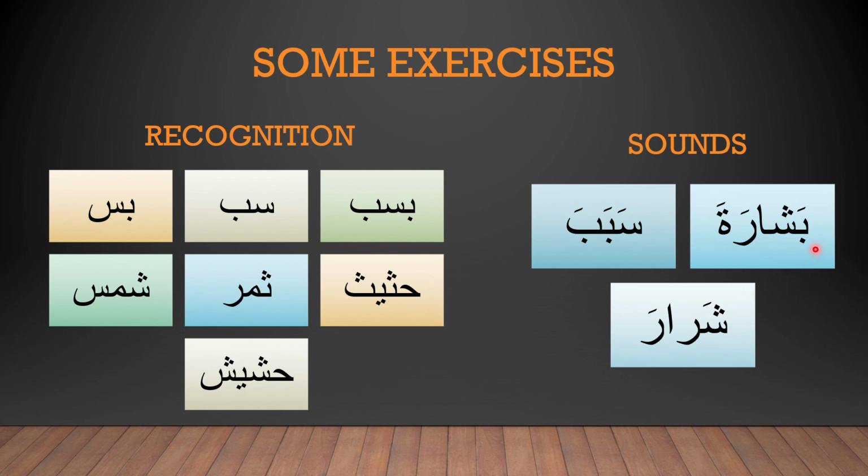Let's do this one more time. Ba, fatha, ba. Sheen, alif, sha. Ba, sha. Ra, fatha, ra. Ba, sha, ra. Ta, fatha, ta. Ba, sha, ra, ta. Seen, fatha, sa. Ba, fatha, ba. Saba. Saba, ba. Sheen, fatha, sha. Ra, alif, ra. Sha, ra. Ra, fatha, ra. Sha, ra, ra.